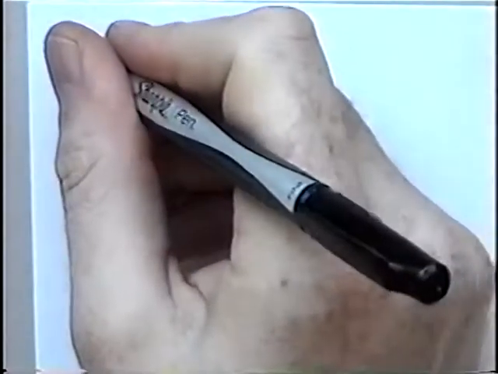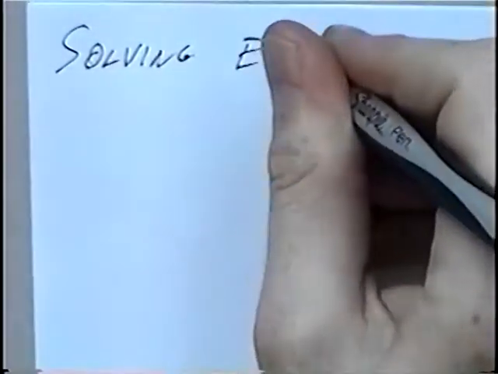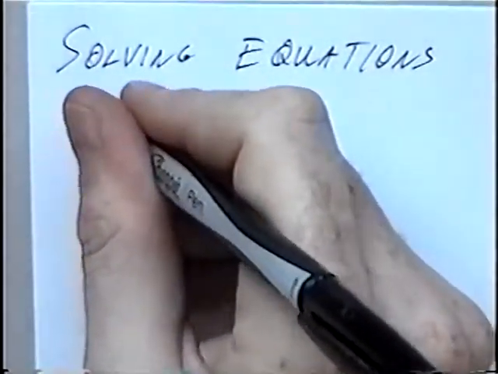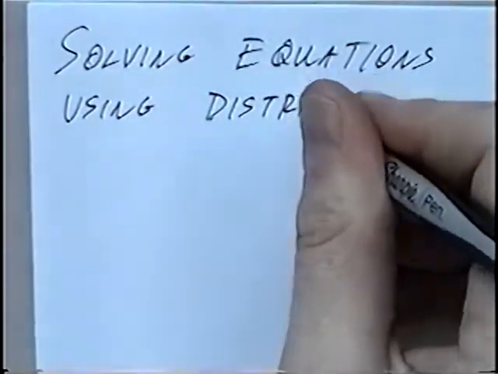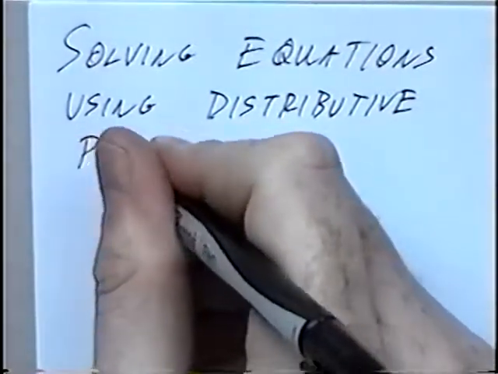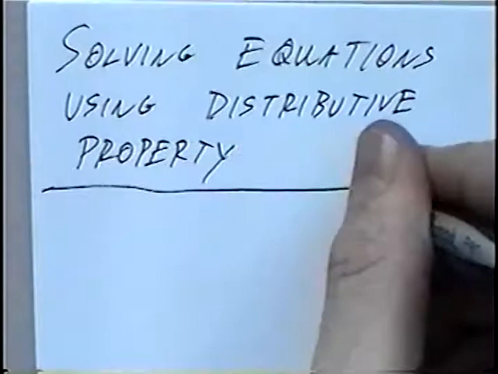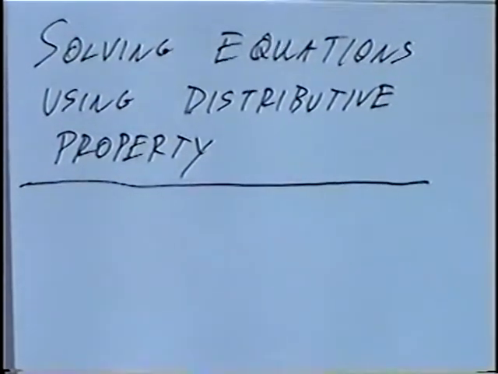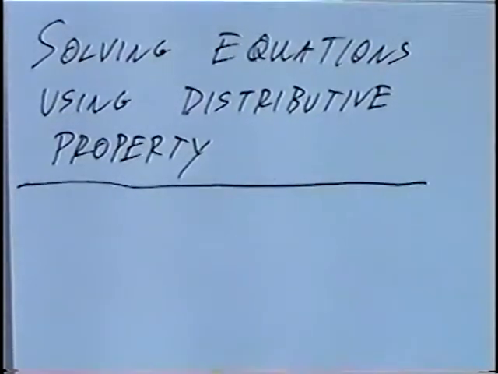Title of the next section is Solving Equations Using Distributive Property. Again, we'll solve the equations, but this time we'll use distributive property, which is where you multiply inside the parentheses.